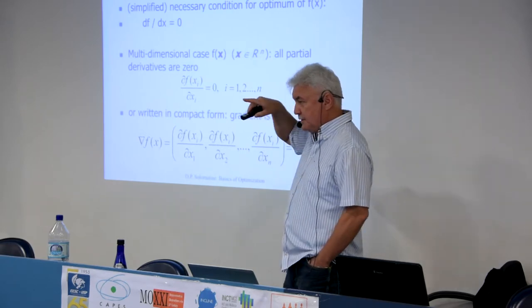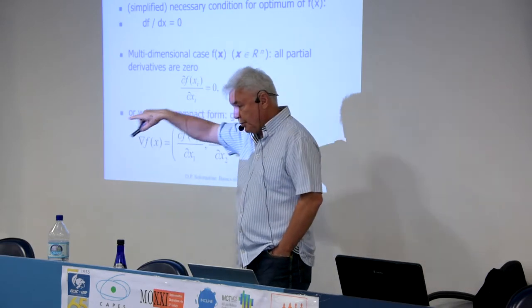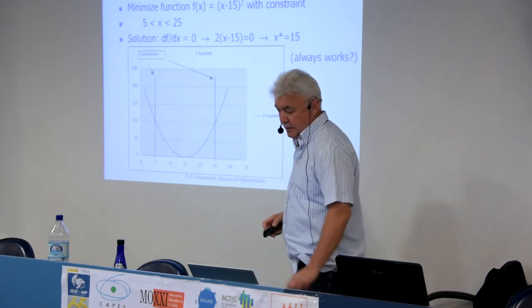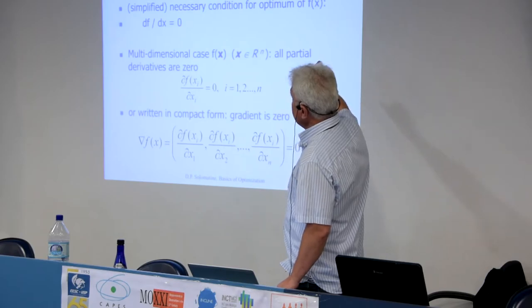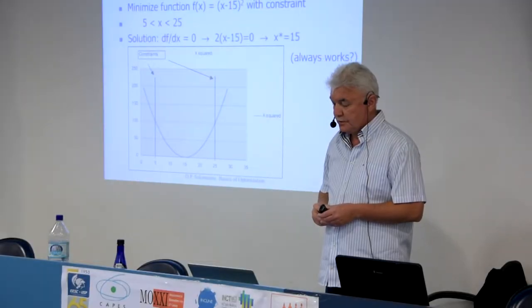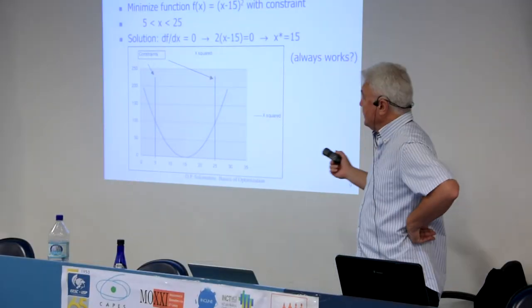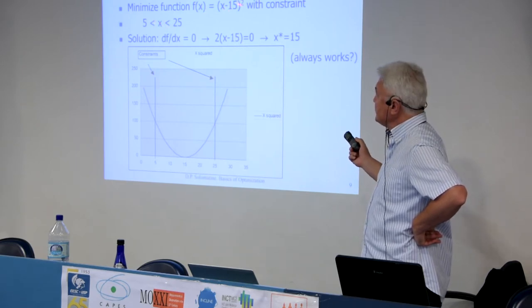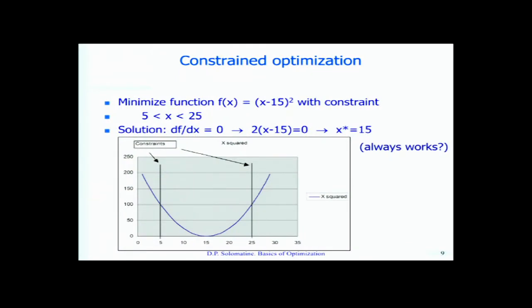But when we have the gradient which is not zero, then it will point as a vector to the direction of maximum increase of the function. So look at the title, please. It's called unconstrained optimization. So unconstrained optimization means we don't have constraints on decision variables. But let's now introduce constraints. So let's introduce constraint that x, your decision in single dimensional case, in this function, x minus 15, should be between 5 and 25.